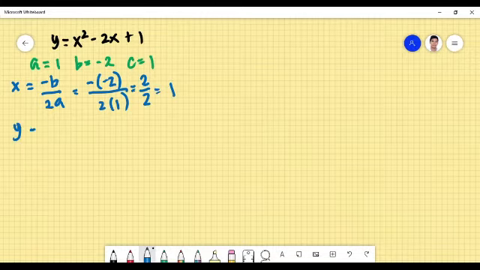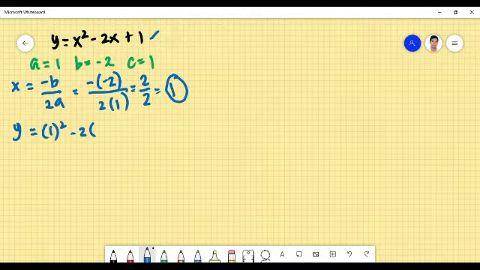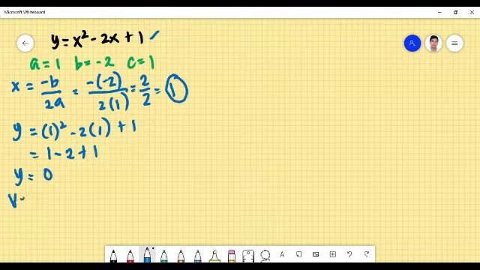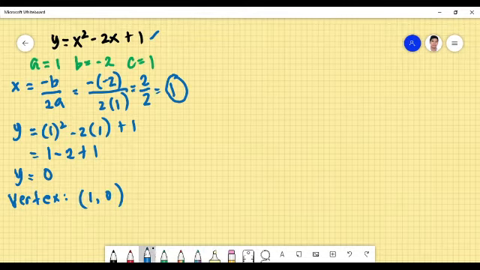To get y naman, substitute lang natin itong 1 dito sa given. So, y is equal to 1 squared minus 2 times 1 plus 1. So, 1 squared is 1. Negative 2 times 1 is negative 2 plus 1. Ayan. So, 1 minus 2 plus 1 is 0. So, therefore, our vertex here is 1, 0. So, ito yung x at ito yung y. Then, after that, we will create the table of values.